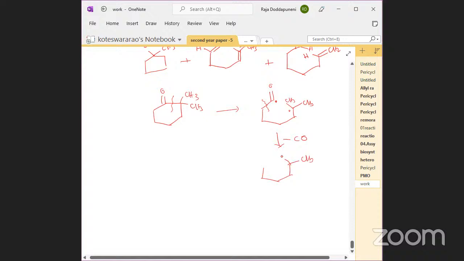This 1,5 biradical, here one radical and the second radical. These two combine homolytically, and that leads to the formation of a bond between the two radicals, and that leads to the formation of 1,1-dimethyl cyclopentane. 1,1-dimethyl cyclopentane is generated. Similarly, we can see the reaction in the vapor state.